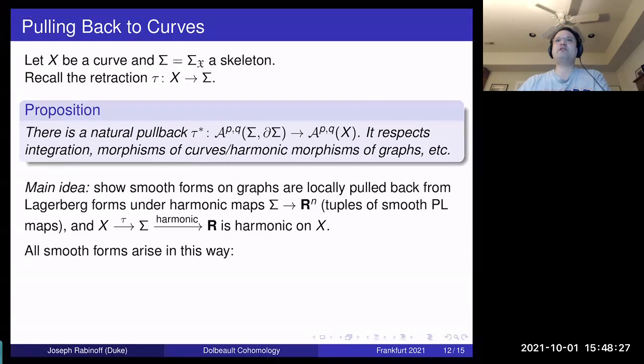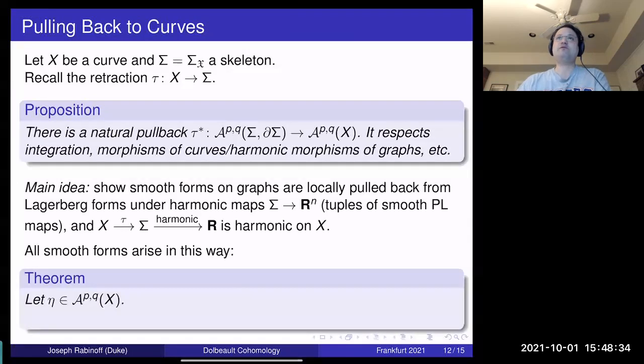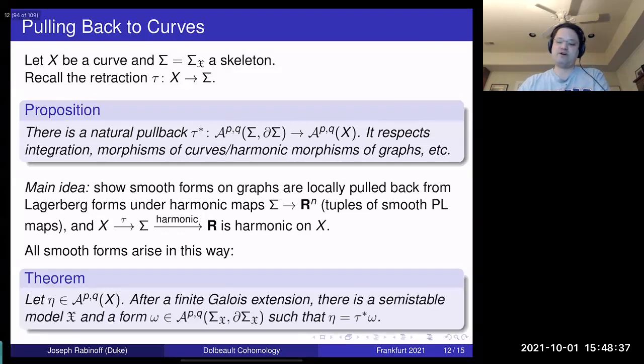So one of the first things we prove is that all forms, all weakly smooth forms, I should say, arise in this way. So if I have a weakly smooth form on X, then at least after taking a finite Galois extension, there exists a semi-stable model and a form on the associated skeleton such that the form you started with is the pullback. So this is, in some sense, mostly formal. It's just a question about gluing models. You have a bunch of models on a G cover of a curve, and you have to find some semi-stable model that dominates all of them simultaneously. But it's an argument along those lines.